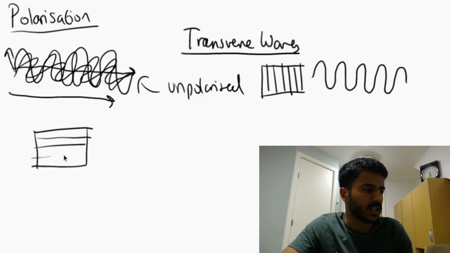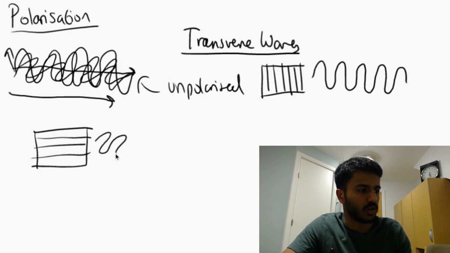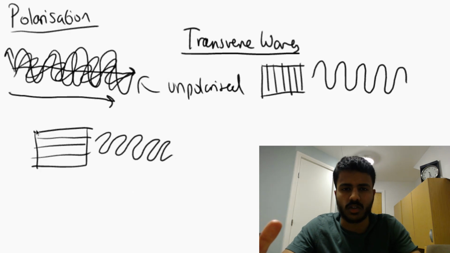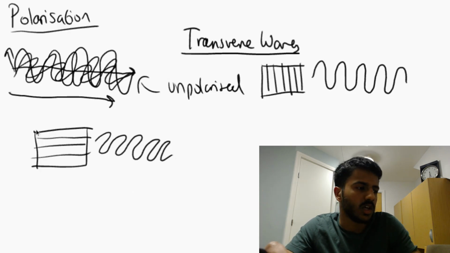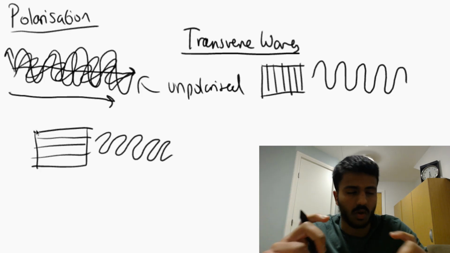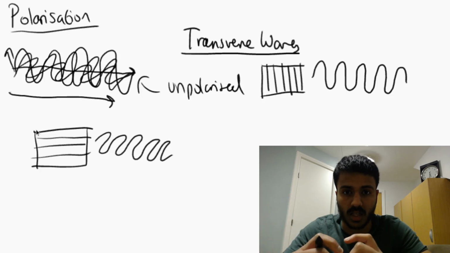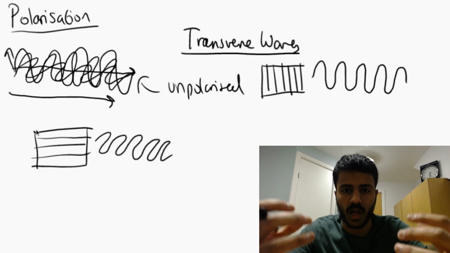Now, if I had, let's say, this horizontal filter, then the waves that could only pass are those moving in this horizontal direction. And this is quite useful. There are many ways that we can use this in real life. And the best example of that is your sunglasses. Sunglasses have several of these filters to polarize the light, so a much lower amount of light reaches your eyes.